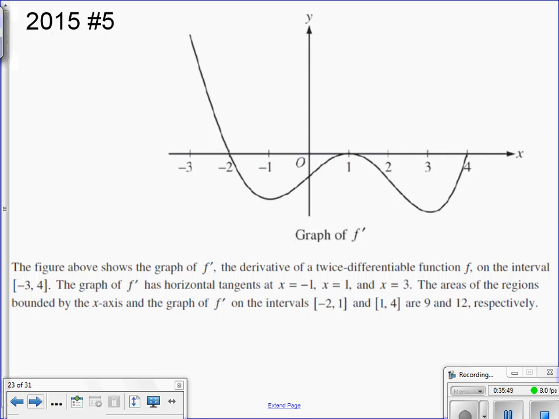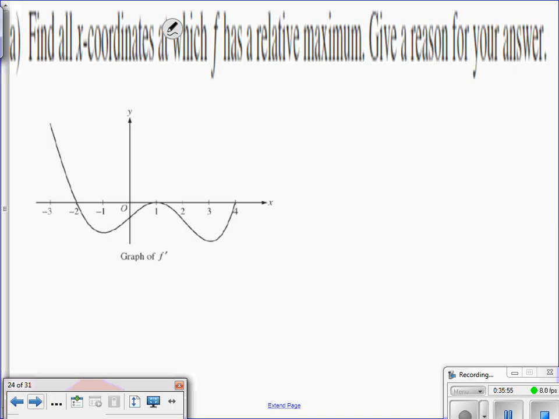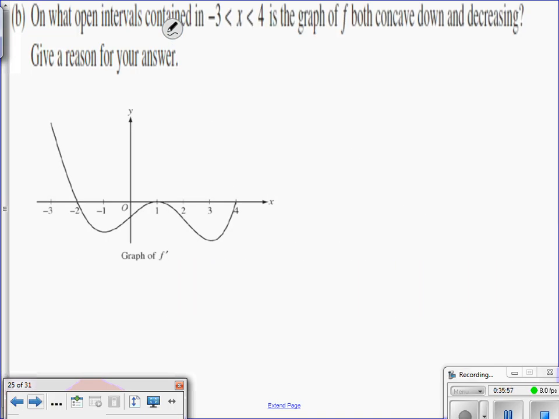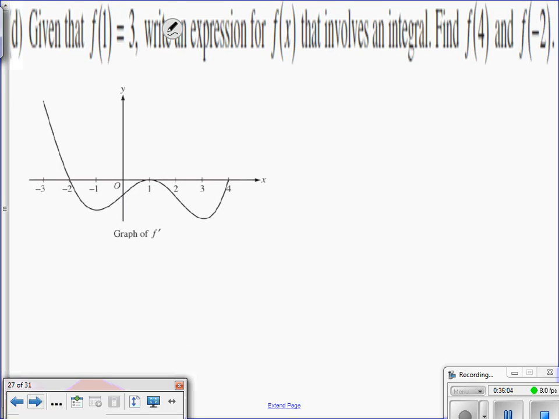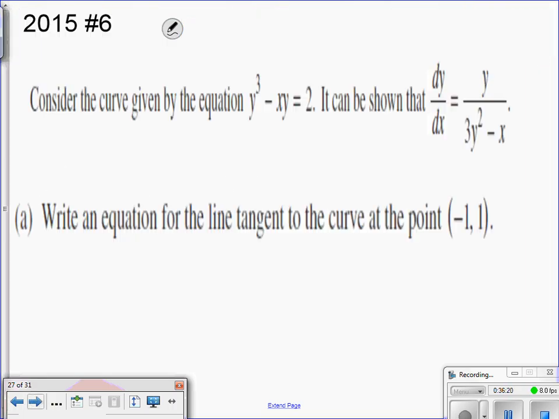Oh, and this one, you're going to love it. Make sure you read it. They give you the areas of these regions. Max, min, concave up, first derivative, this is all easy stuff. If you have these areas and they gave you a starting value and you got the derivative, f of b equals f of a, you know that stuff? I'll let you think about that.